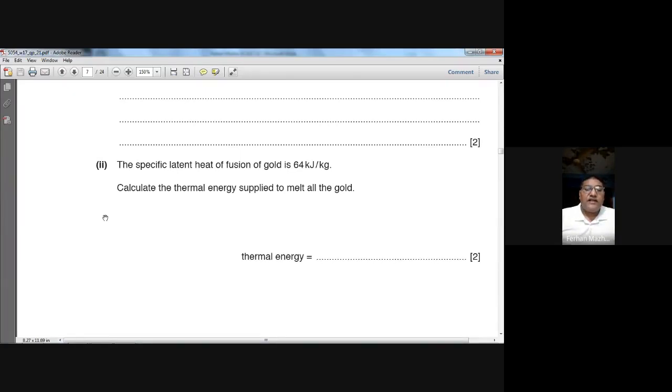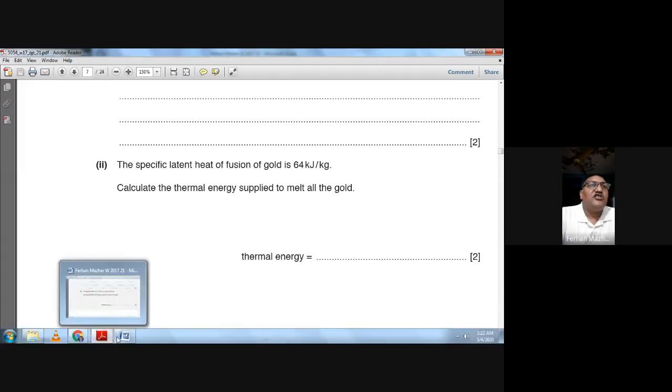The formula for that heat is equal to M multiply L, where M is the mass of the gold which is to be melted, and L is the specific latent heat of the gold. The specific latent heat of fusion of the gold is given as 64 kilojoules per kg. So put in these values and the answer will be in kilojoules.